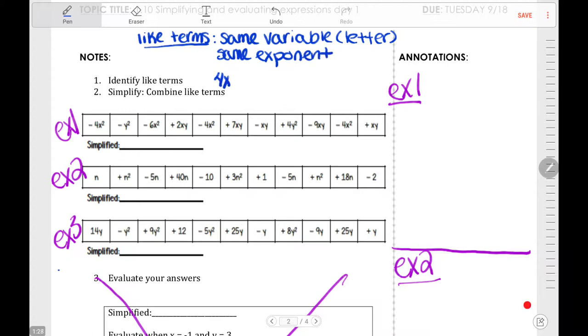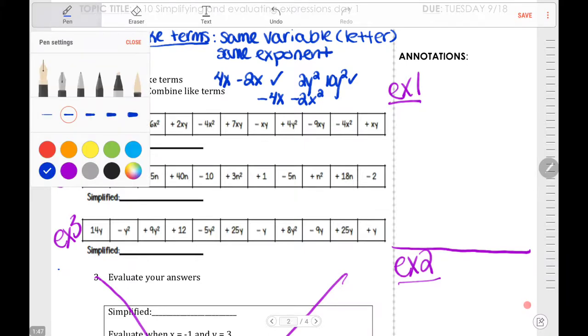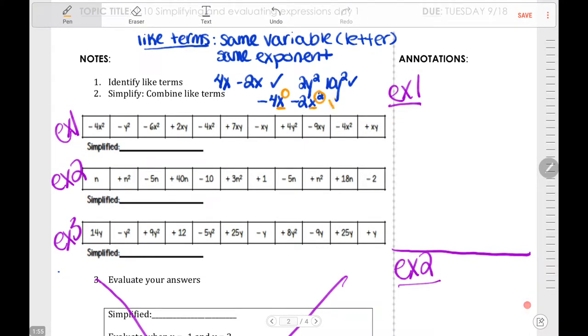Like 4x and negative 2x. That works. 2y squared and 10y squared. That works. What doesn't work is something like negative 4x and negative 2x squared. Because if you look here, they have the same variable. That's good. But here, they need to have the same exponent, and these don't. So this example does not work. I'm going to cross it out. But this example is good because same variable, same exponent.